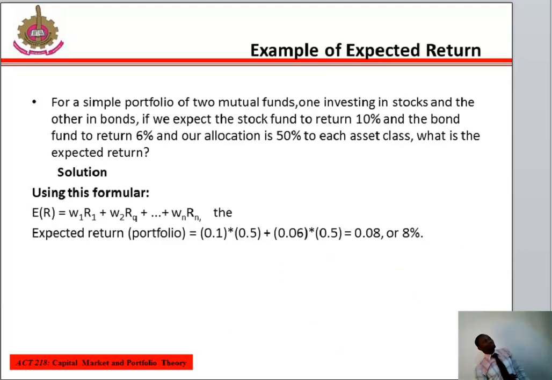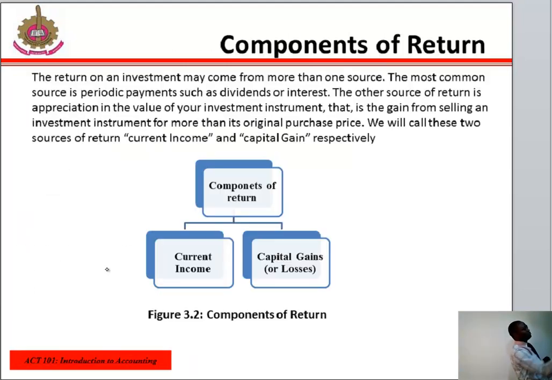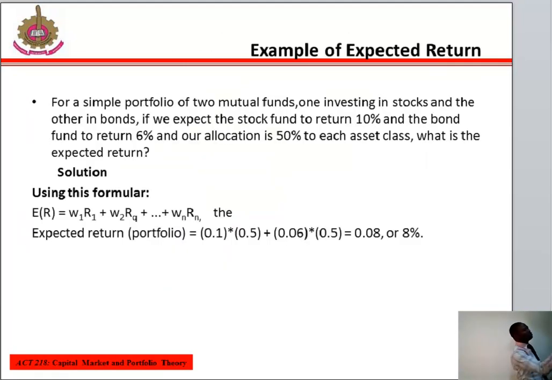So now let us look at an example of expected return. For a simple portfolio of two mutual funds, one investing in stocks and the other in bonds, if we expect the stock fund to return 10% and the bond fund to return 6%, and our allocation is 50% to each asset class, what is the expected return? In this case, we have two portfolios. The first portfolio that we have is stock, and the second portfolio that we have is bond.